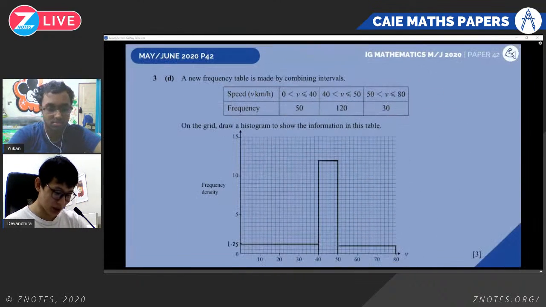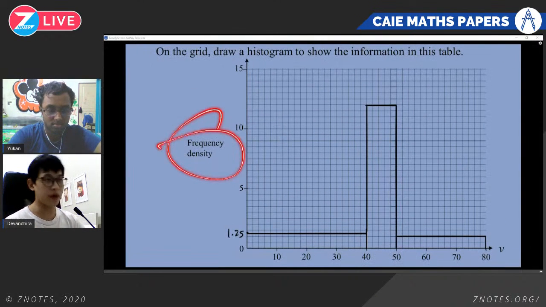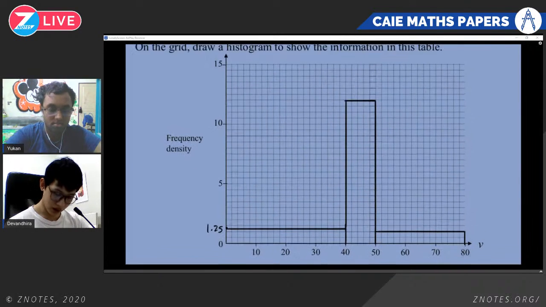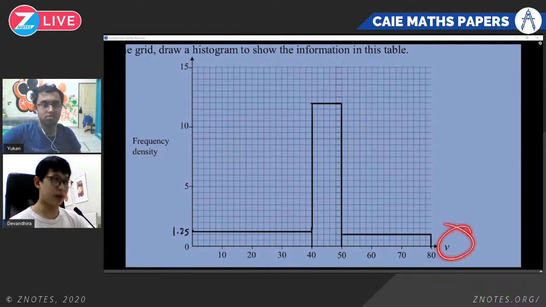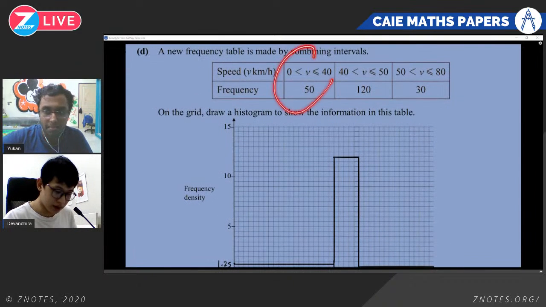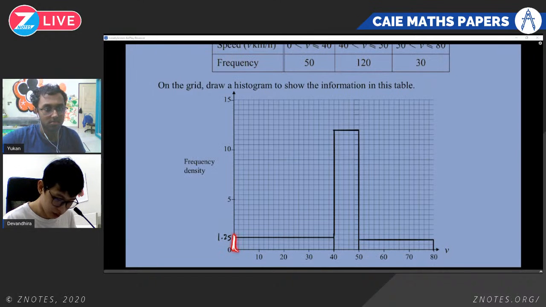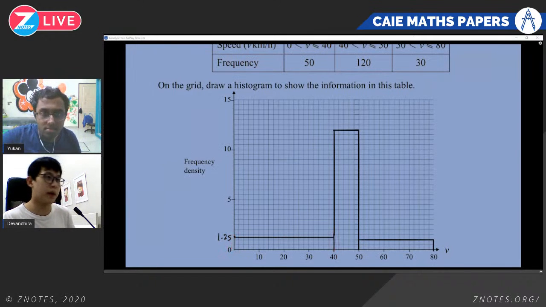A new frequency table is made by combining the intervals. Right, so this is our table right here. On the grid, draw a histogram to show the information in this table. All right, so as you can see right here, on our y-axis we have the frequency density, and our x-axis is just the speed. So our first data is that the speed is between 0 and 40. That means our graph should go somewhere like this, correct? From 0 to 40.